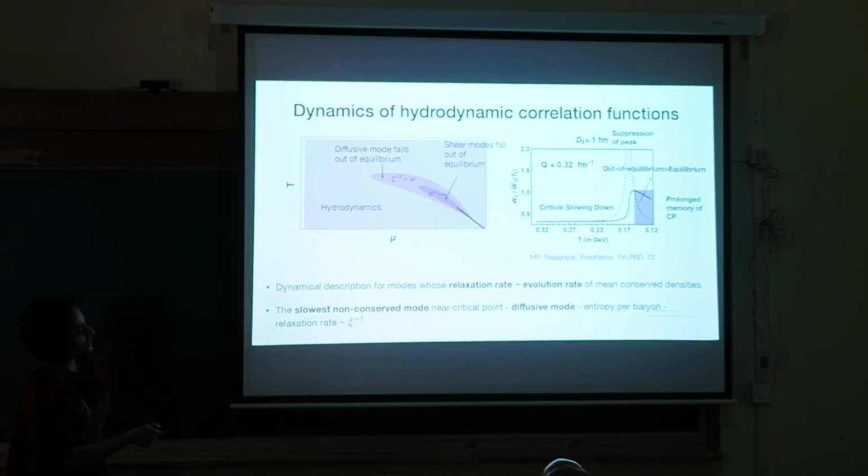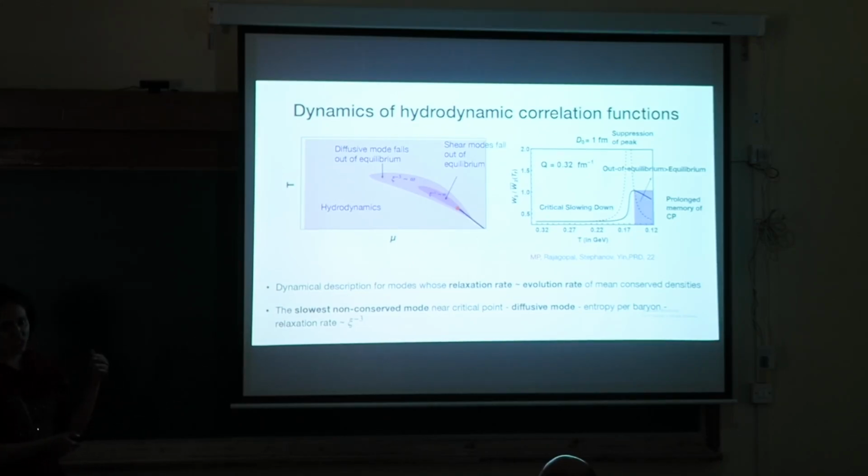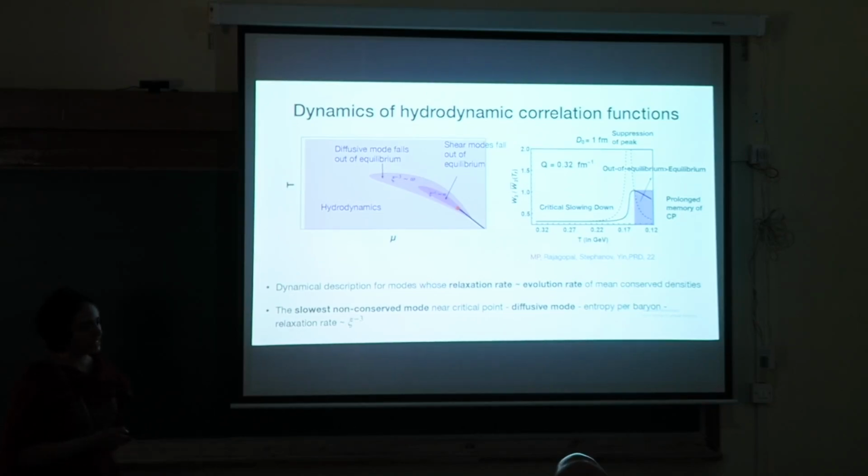Again, another consequence of critical slowing down is that it takes longer to fall back. So although the equilibrium correlations have fallen back, the out of equilibrium correlations still remain larger than the equilibrium value at freeze-out. Since freeze-out happens much later than the system passes through the phase boundary and falls out of equilibrium, it is possible that the actual value of the correlation function at freeze-out is much larger than what you expect from equilibrium predictions. This effect is commonly known as prolonged memory of the critical point.